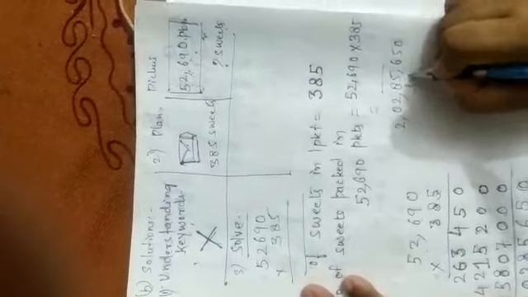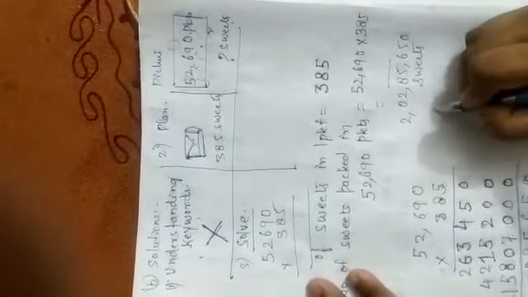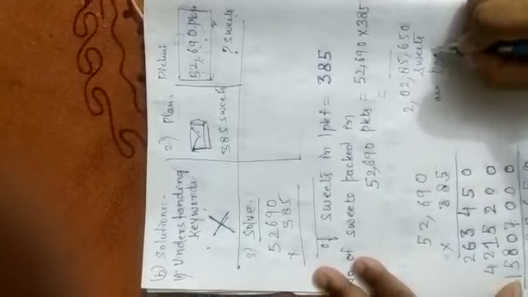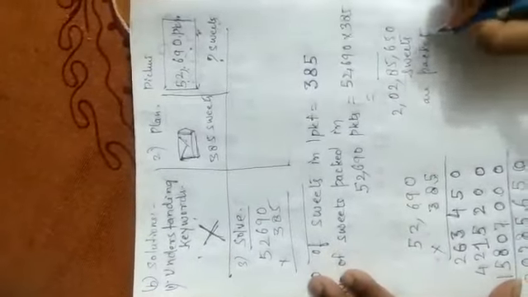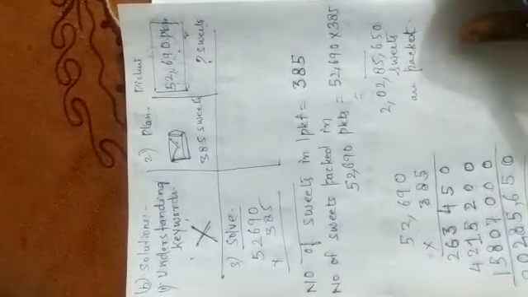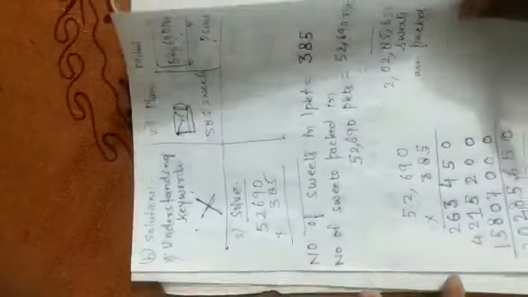85,650 sweets are packed in this 52,690 packets. So this is the solution.